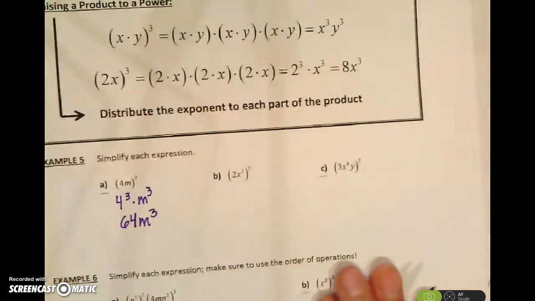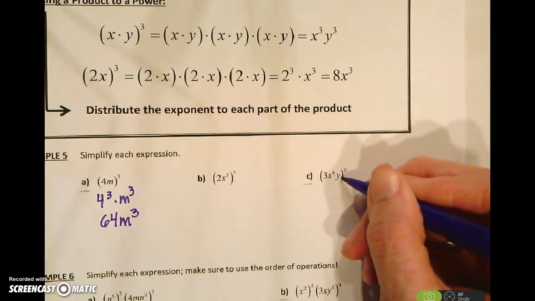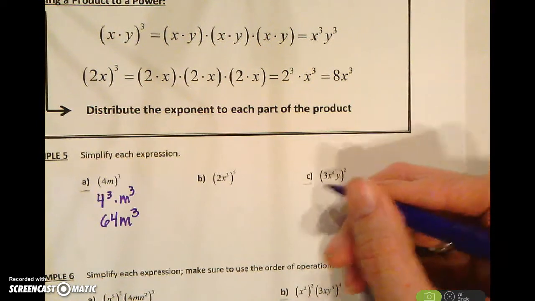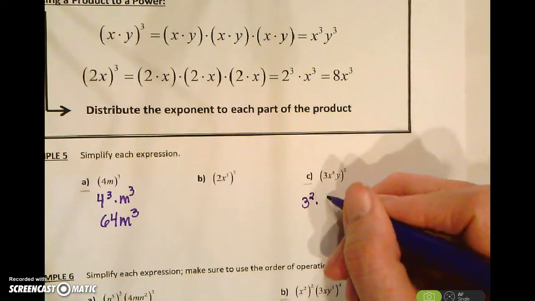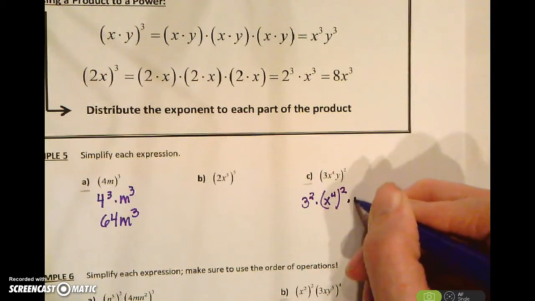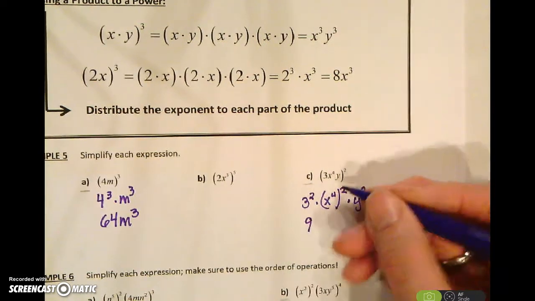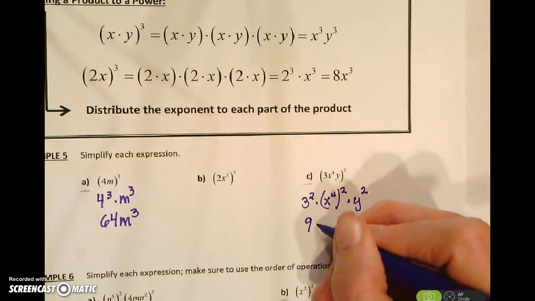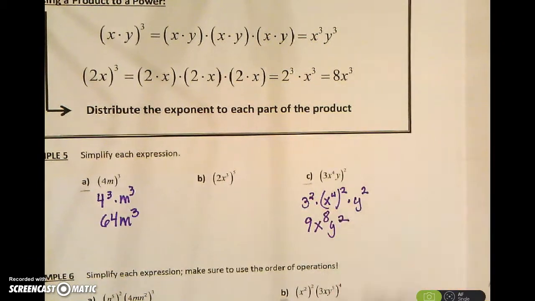Example C, this time I have a product of 3 things, and I'm going to take each of these and raise it to the second power. So I'm going to have 3 to the second power times x to the fourth to the second power times y to the second power. So 3 squared is 9. X to the fourth raised to the second, so power to power I multiply and get x to the eighth, and then y to the second.